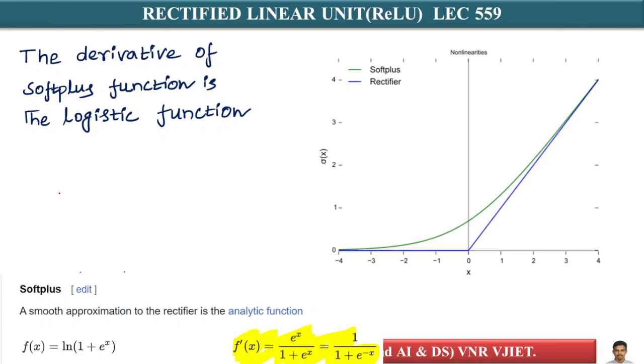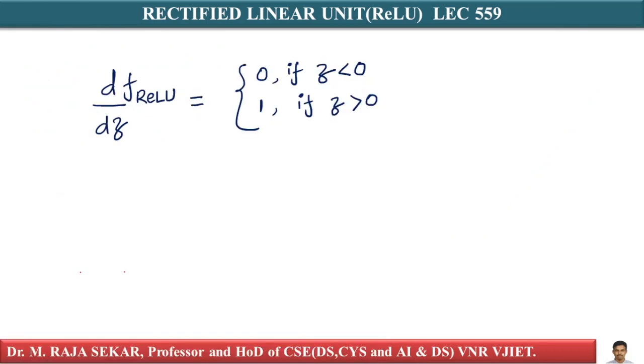People have used softplus in some cases, but it's not very popular. Actually ReLUs are more popular, isn't it? Computing derivatives of ReLUs is very simple. If you remember, what is the derivative of ReLU with respect to z? It is 0 if z is less than 0, and 1 if z is greater than 0.